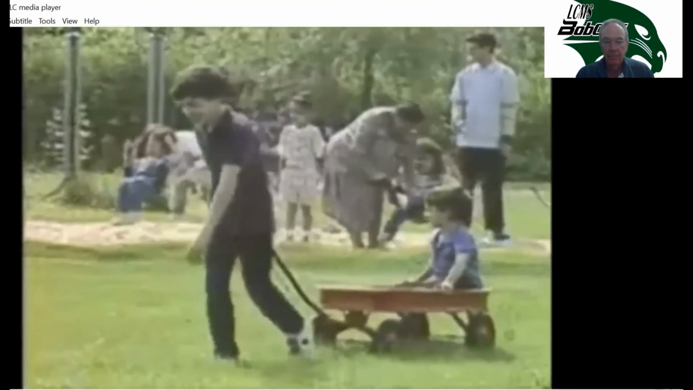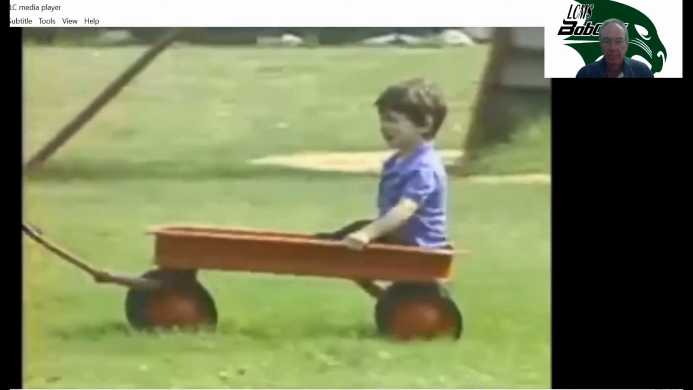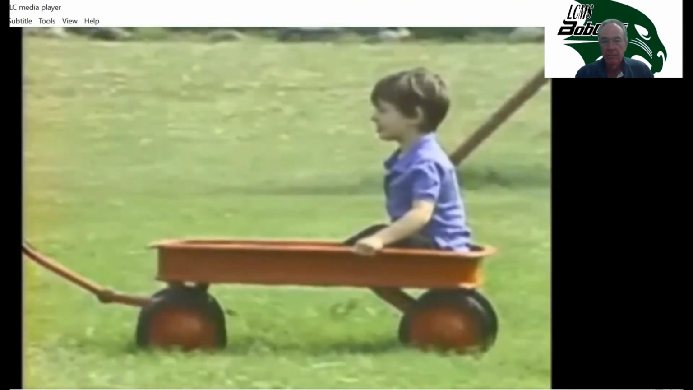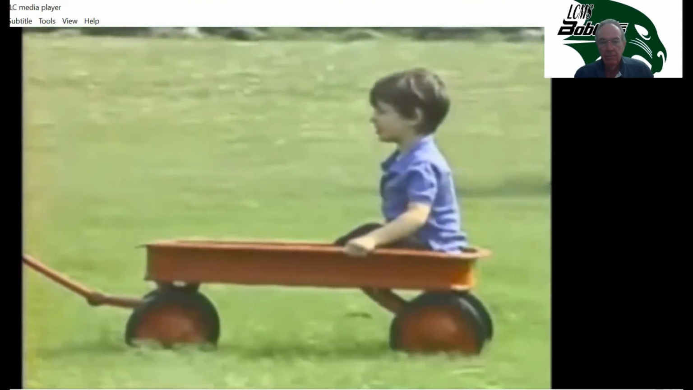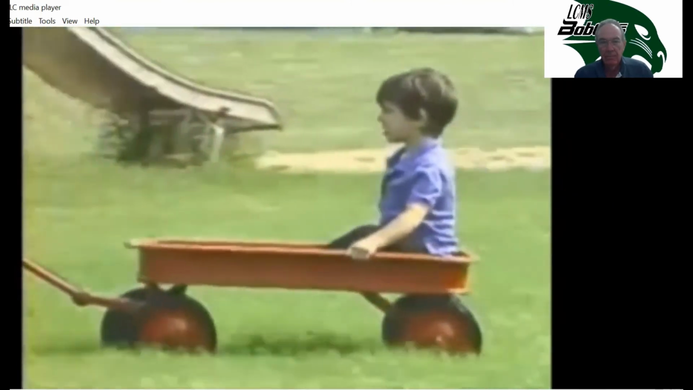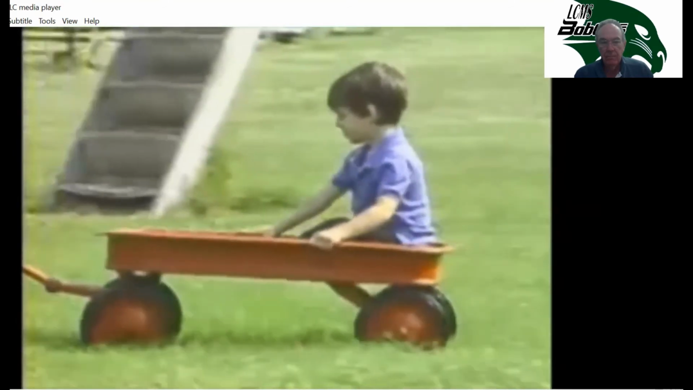Pulling a wagon involves force. Here's still another definition. Whatever is being pushed or pulled is called the resistance or load. Here, the boy being pulled in the wagon is the load. And here, the little girl being pushed on the swing by her mother is the load.